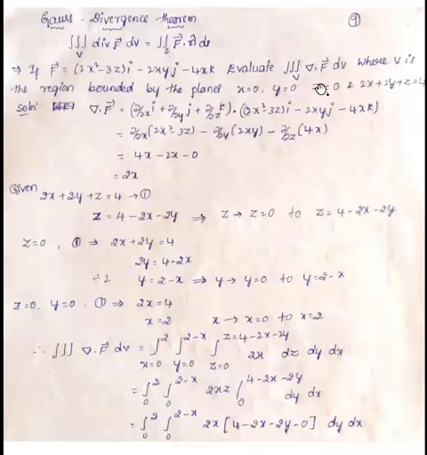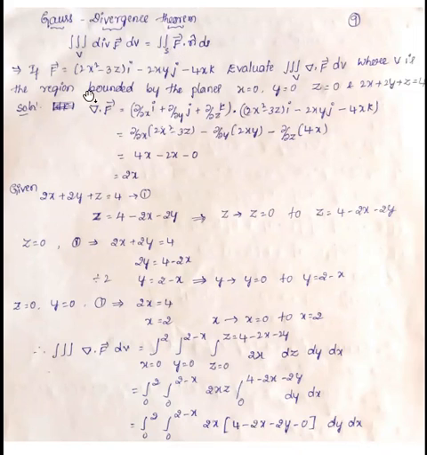Hello everyone. It is my 11th video on vector calculus. So today we are discussing Gauss divergence theorem. The statement of Gauss divergence theorem is: triple integral over V of divergence F dV is equal to double integral over S of F dot n cap dS.